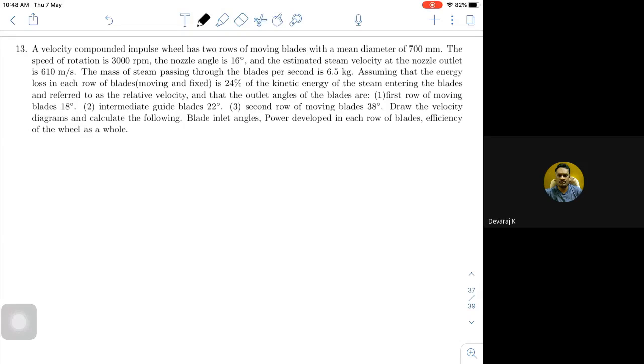Then the outlet angles of the blades: the first row of moving blades is 18 degrees, intermediate guide blades are 22 degrees, the second row of moving blades is 38 degrees. Draw the velocity diagrams and calculate the following. Blade inlet angles, that is corresponding beta 1 and beta 3 if it is a two stage. Power developed in each row, that is mass flow rate multiplied by corresponding W. Then efficiency of the wheel as a whole, that is the total efficiency.